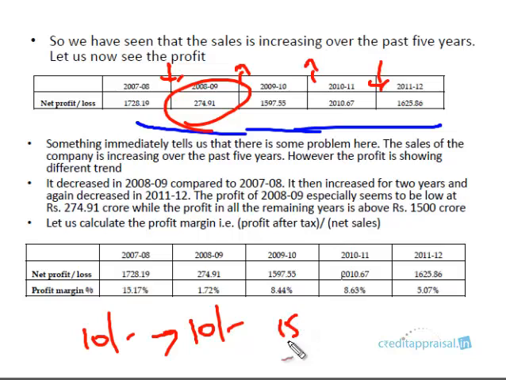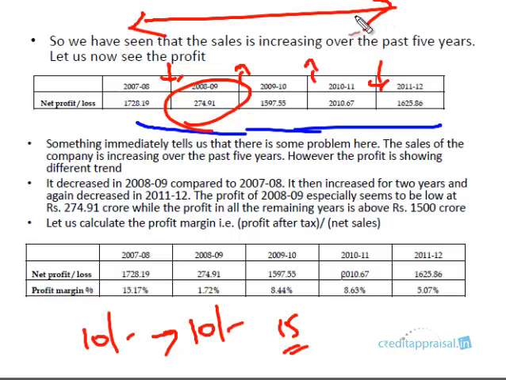So obviously 15 or something. So definitely there will be a profit on every product that is sold. So if the sales are increasing, you normally expect the profit also to increase in absolute terms, okay? But here we're looking at a very wildly fluctuating scenario. The sales, if you see, in absolute terms have been increasing for the last 5 years.